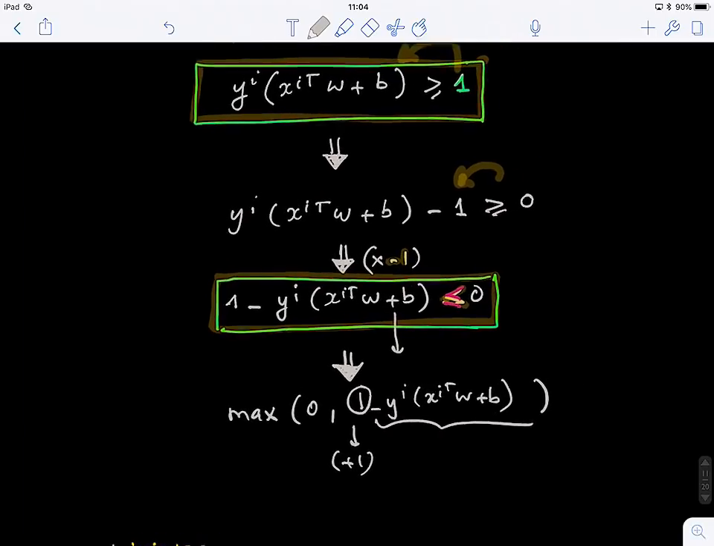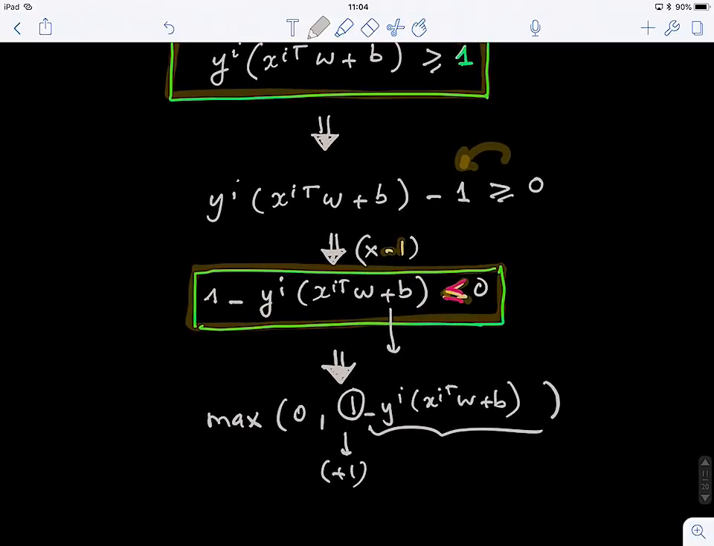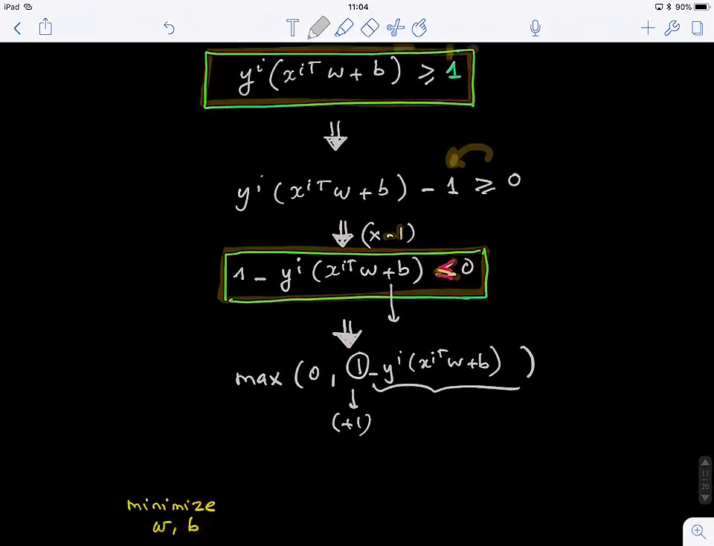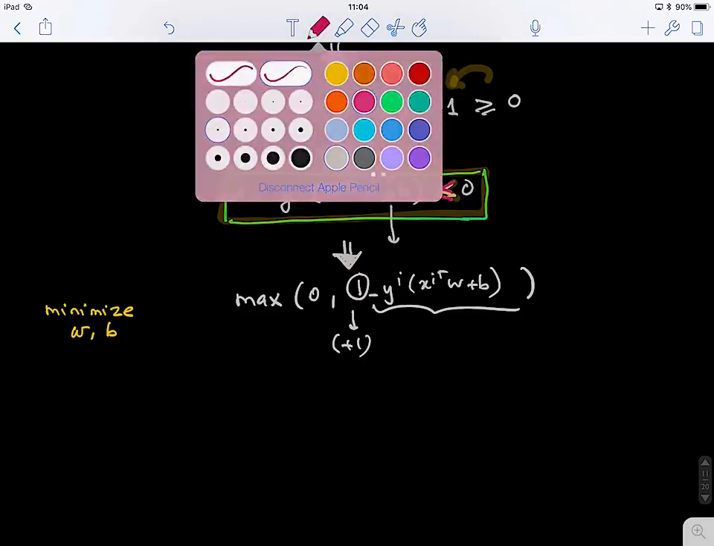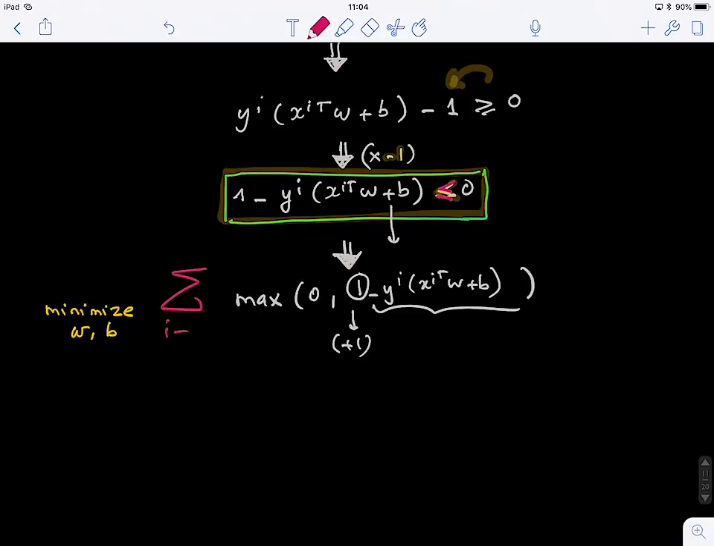So it made our classes separable within this big buffer zone. Okay? And the next step would be to minimize this function. So how do we do that? We minimize over w and b, but we need to sum over all our points. And this is our new margin perceptron loss function.